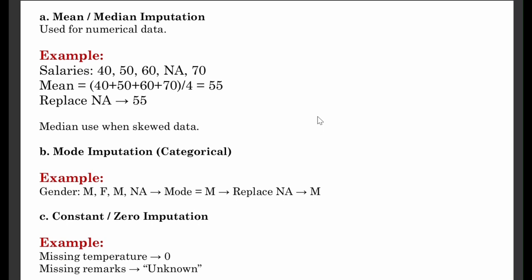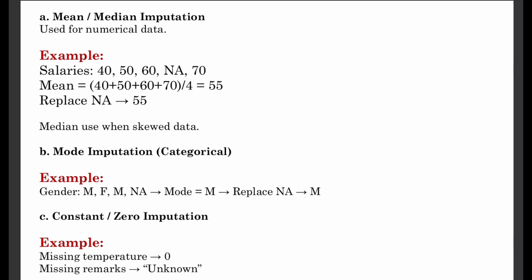Now coming to method 3, mode imputation. Mode imputation is used for categorical variables. You fill the missing value with the most frequently occurring category. Example, gender values are M, F, M and a missing value. The mode is M. So the missing value gets replaced with M.